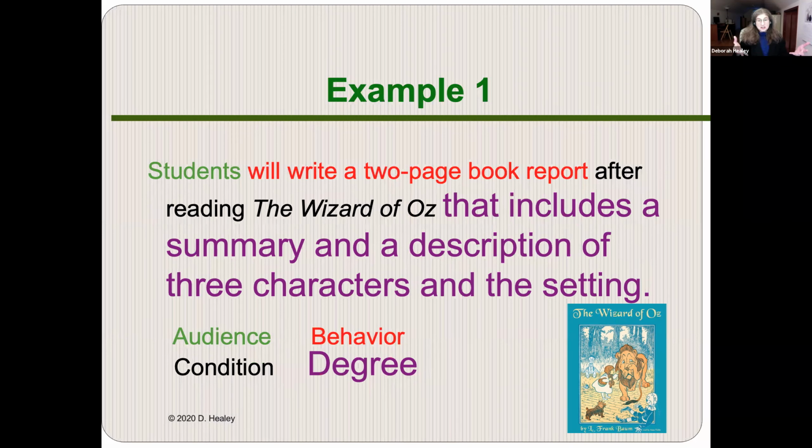You could always just make it a 2-page book report. But in this case, I want to be picky. I want to say a summary, description of 3 characters, the setting, because we've been working on this book for a while. Now I'm expecting more. But as you can tell from this, it's really obvious to the students what you want. And you give students the objectives so that they know what you want, because it just works a lot better. If your students know what you want, they tend to do what you want. So you want to create a good objective. You want to give it to students so they know what you're looking for.